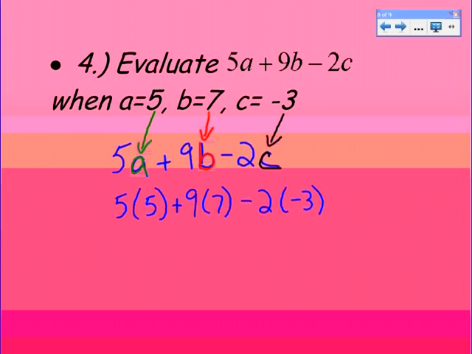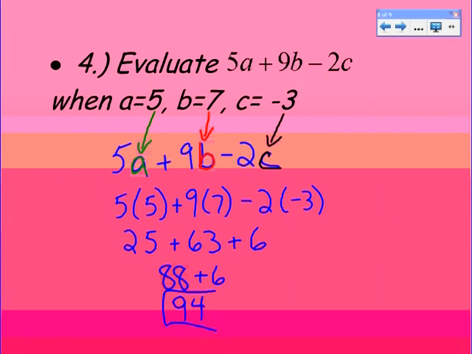Parentheses. Nothing really, just multiplication. Exponents, don't have any. Next step will be multiplication. 5 times 5 is 25. 9 times 7 is 63. And -2 times -3, and negative times a negative will give me a +6. Let's do our addition. 25 plus 63 will be 88 plus 6. 88 plus 6 would be 94, and the value of my expression after I evaluate it would be 94.